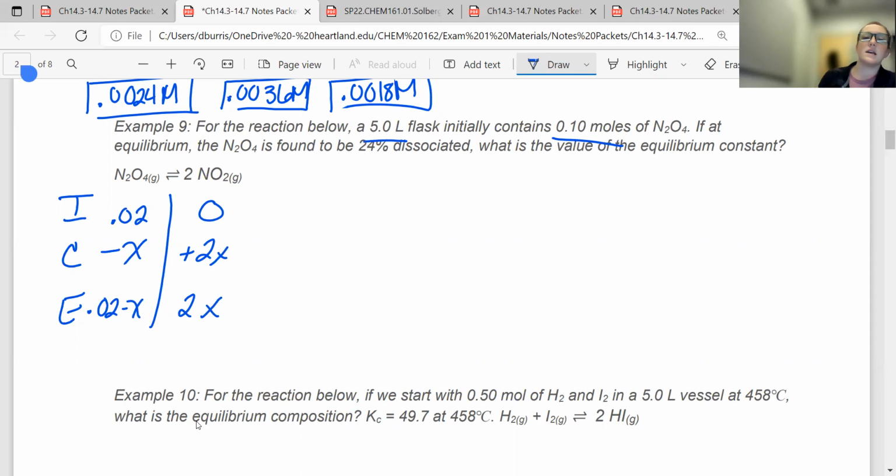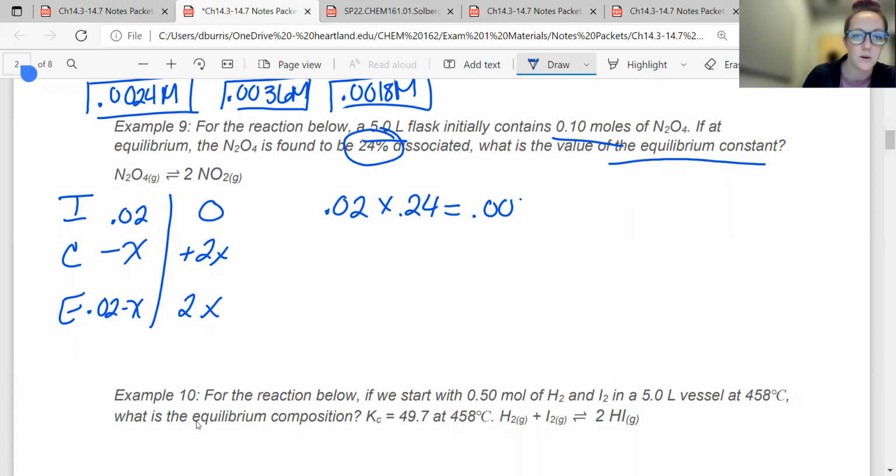Awesome. So here's the thing. The only other information I gave you is that it's 24% dissociated, and I'm trying to find K. Now, 24% dissociated just means that it will have broken down by 24%. So x, the change, is going to be 24%. So what is 24% of what I started with? 0.02 times 0.24 is 0.0048. So x is this, 24% is x.